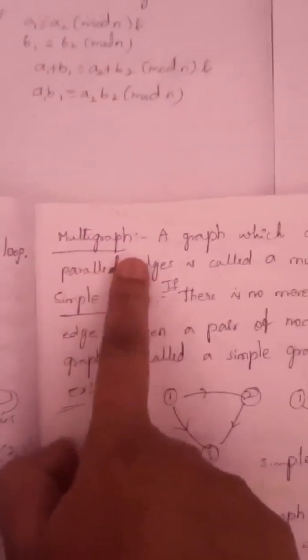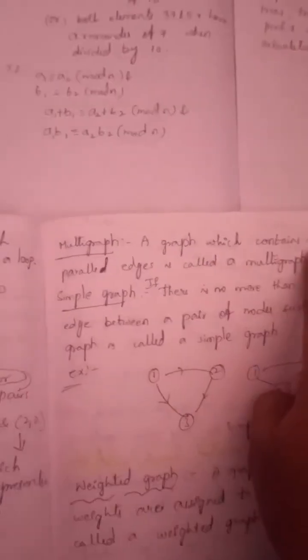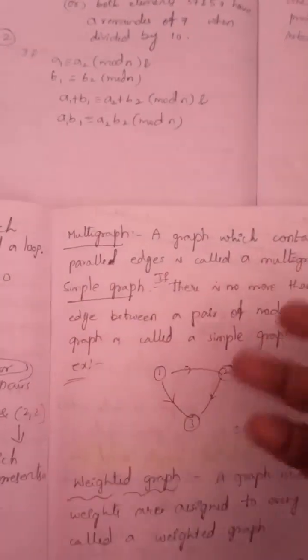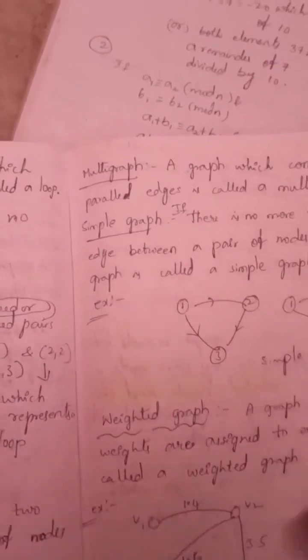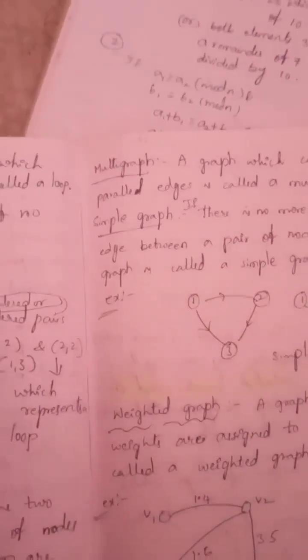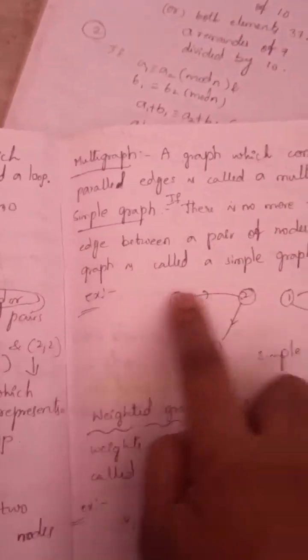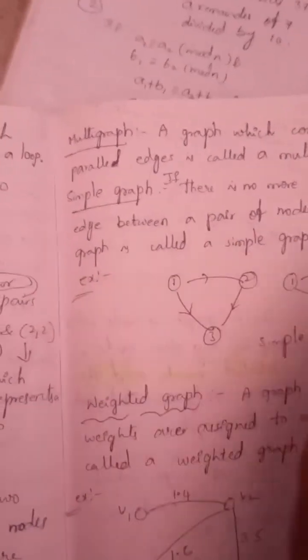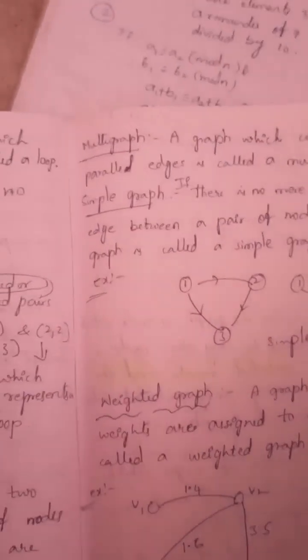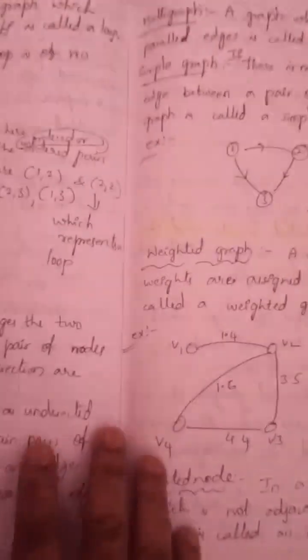And the next definition is multigraph. A graph which contains some parallel edges is called a multigraph. The next one is simple graph. If there is no more than one edge, only a single edge between two vertices, so all vertices are connected by single edges, that is called a simple graph.